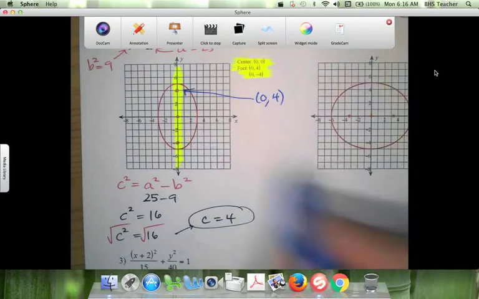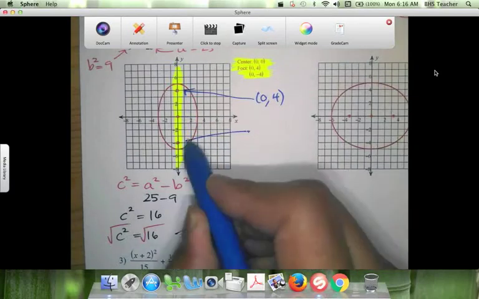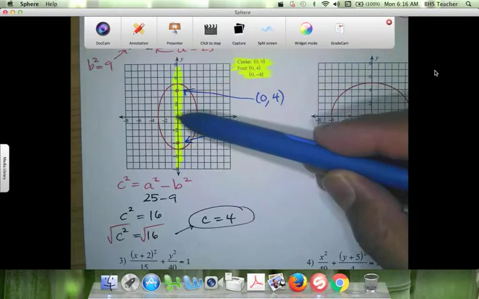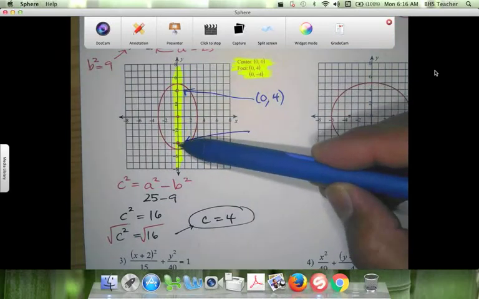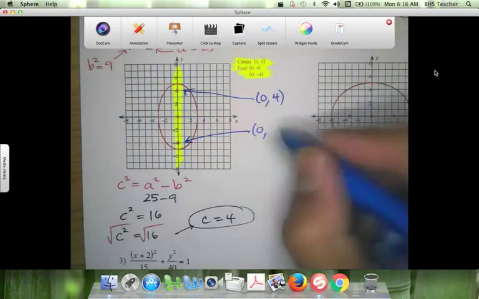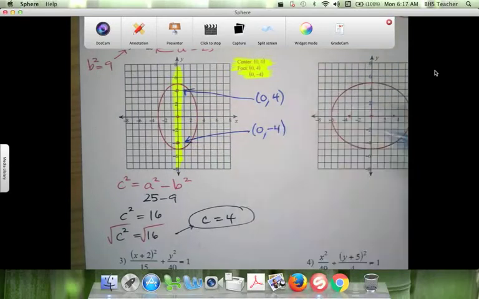And for this other focal point, the 0 coordinate stayed, and the only coordinate that changed was the y coordinate, so 0 for the x, and then down to -4. Those are the two foci for that one. Again, when the center is 0, 0, it's easy. One more easy one, we'll go to number 2.